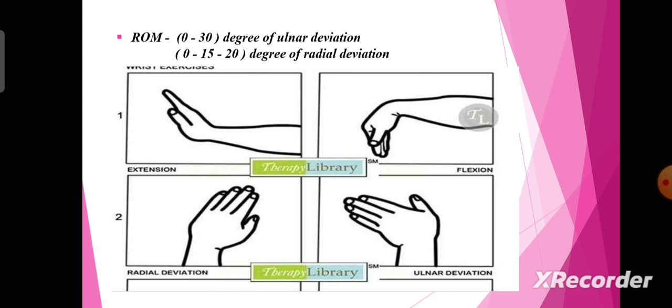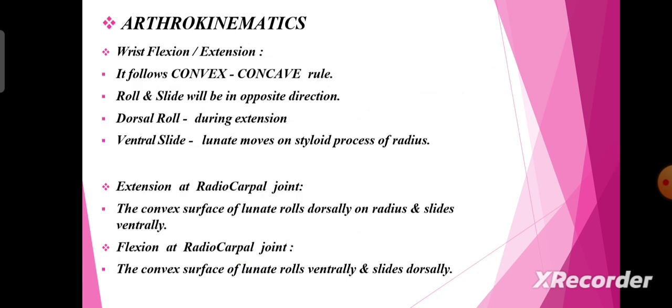20 degrees. So this figure represents the wrist extension. It is a wrist flexion, it is a wrist radial deviation, and it is wrist ulnar deviation. Next is arthrokinematics. So first is wrist flexion and extension.